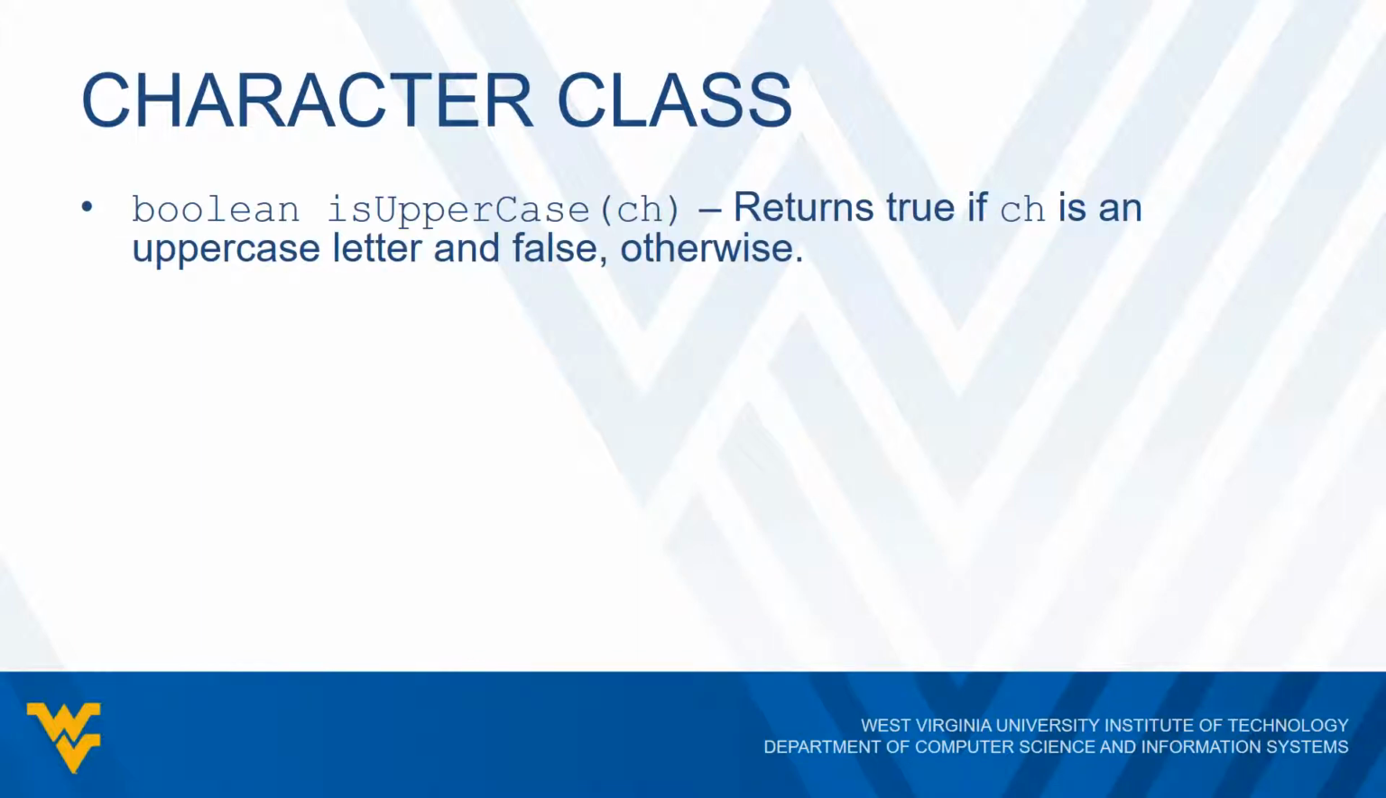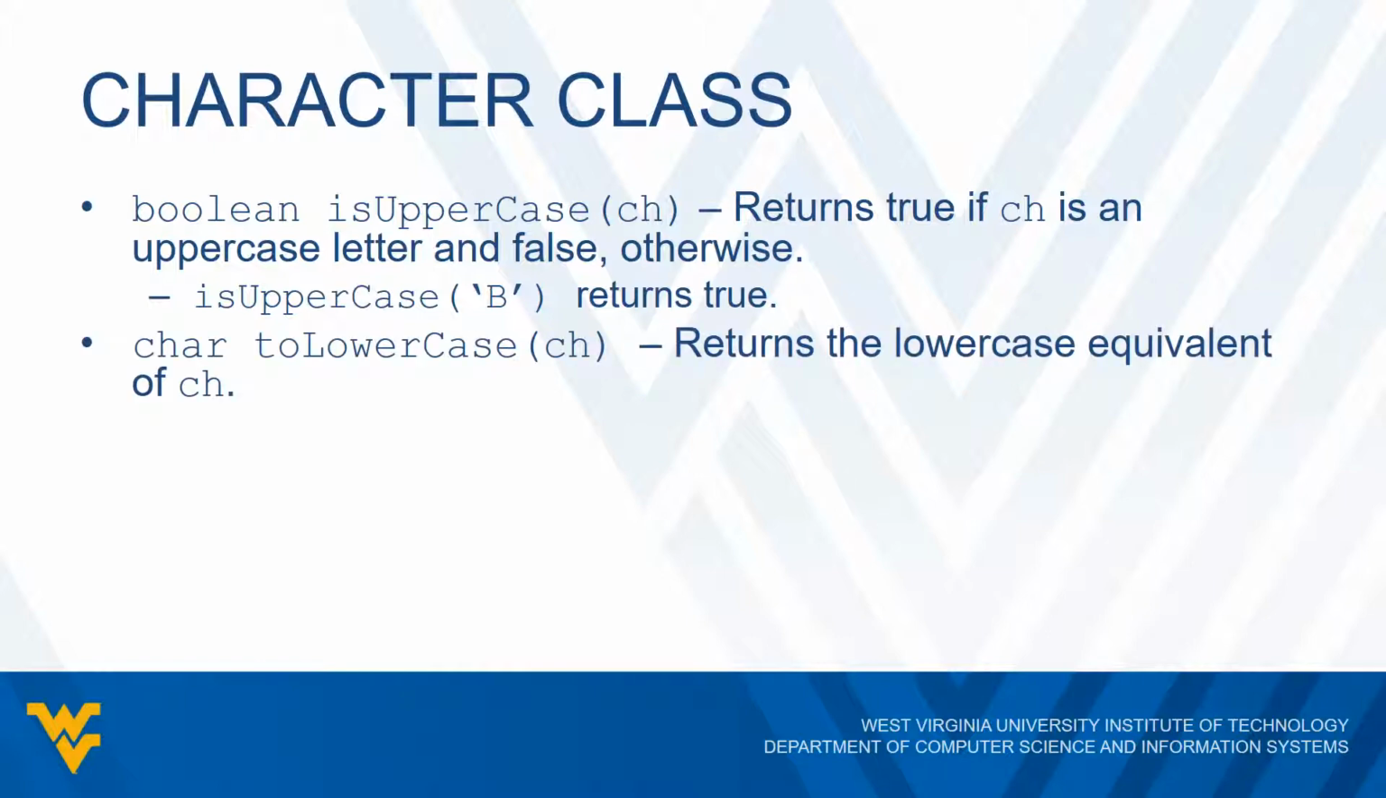The isUppercase method is going to do something similar to the isLowercase. It's going to check to see if we have an uppercase letter. So if it is an uppercase letter, it's going to return true. And if it's not an uppercase letter, it's going to return false. So to give an example, isUppercase and capital B, that's going to return true because capital B is an uppercase letter.